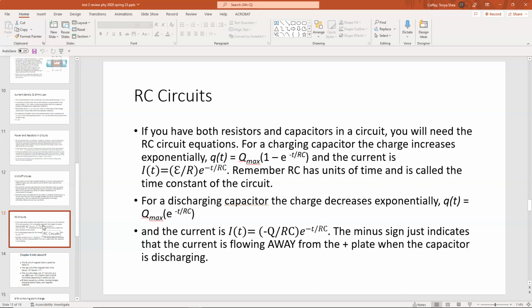So the equation for that, I of t, is equal to the max current, which is going to be the EMF of the battery divided by the total resistance of the circuit, EMF over R, times e to the minus t over RC. For a discharging capacitor, the current equation is I of t is equal to minus Q max over RC times e to the minus t over RC. So in that case, the current is going to exponentially decay as the charge bleeds off of the capacitor and it has less oomph to supply the circuit. The minus sign there just indicates that the current is flowing away from the positive plate when the capacitor is discharging, whereas of course the current is flowing towards the positive plate when the capacitor is charging up.